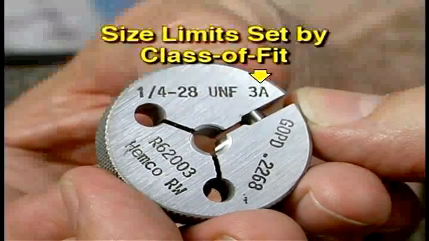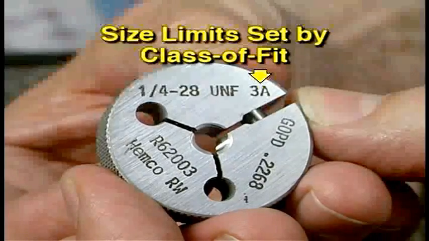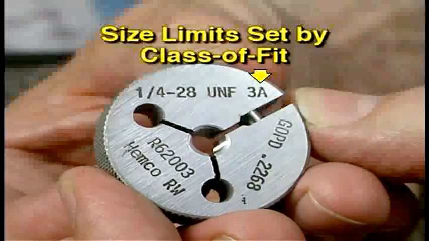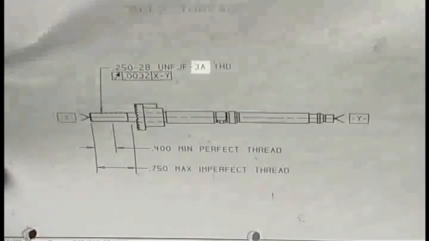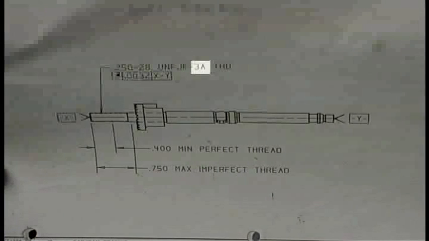The size limits of a thread gauge, such as a ring or plug gauge, will be established by the specified class of fit. Be sure the gauge you are using matches the class of fit required by the print specifications for the feature being measured.